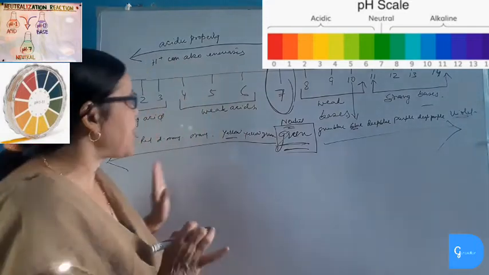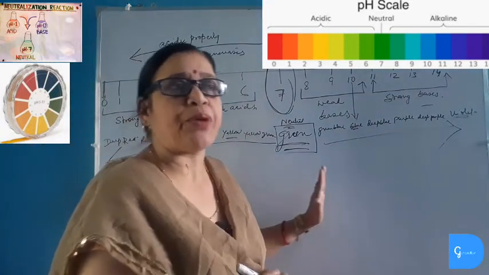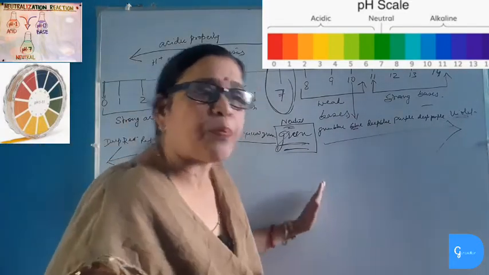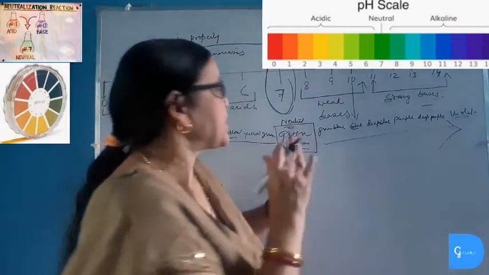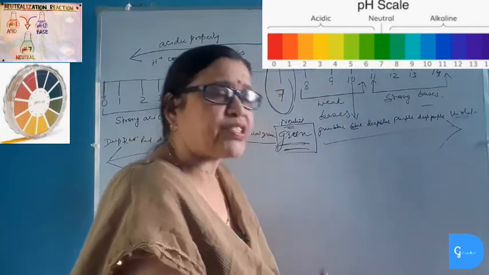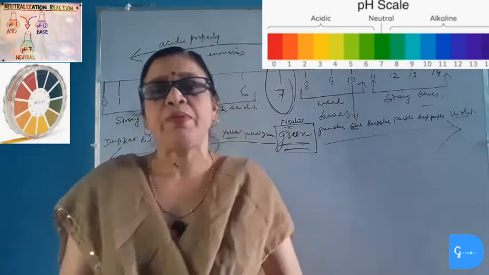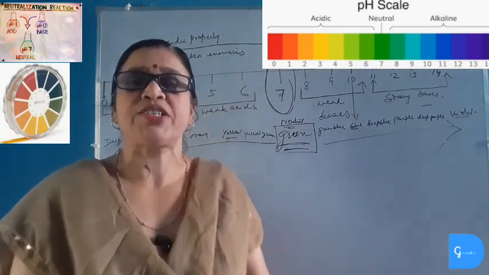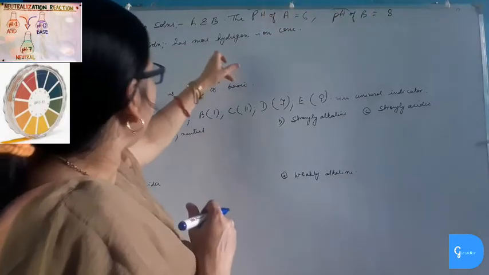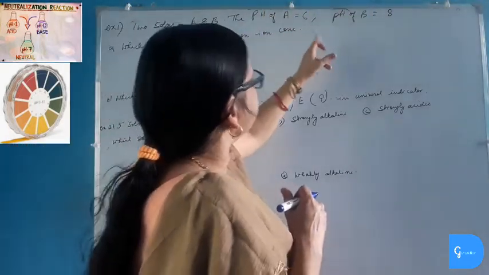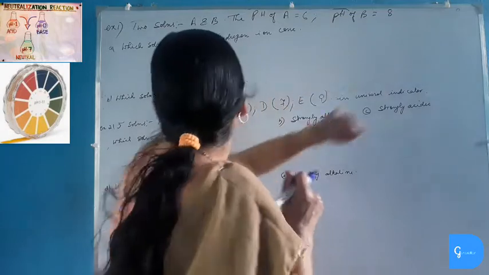So by identifying the color, we can find out the pH of that solution, and by knowing the pH of that solution, we can classify it as either a strong acid or strong base, weak acid or weak base. It will be more clear to you with these two examples. Two solutions A and B. The pH of A is 6 and the pH of B is 8.